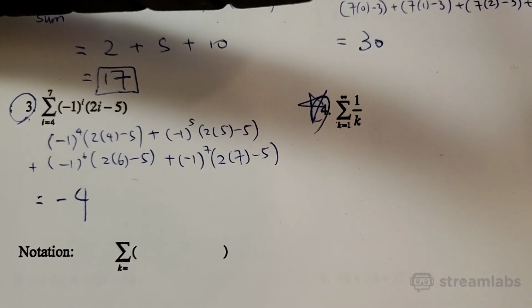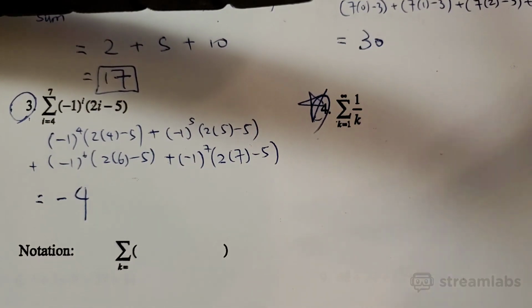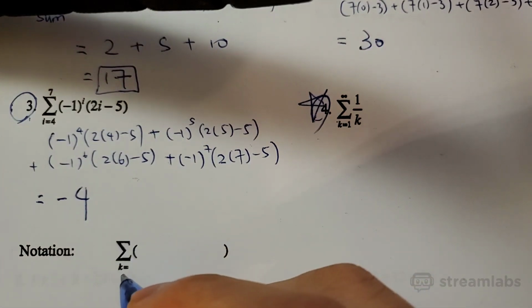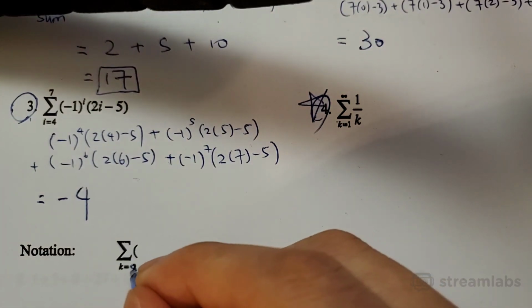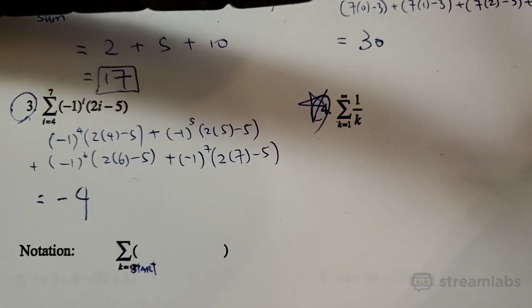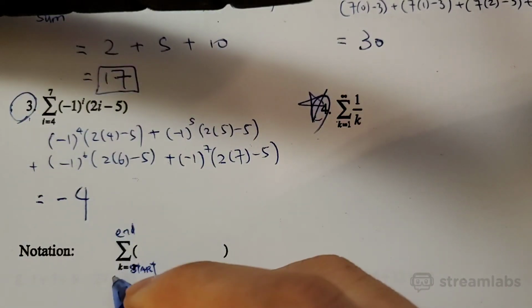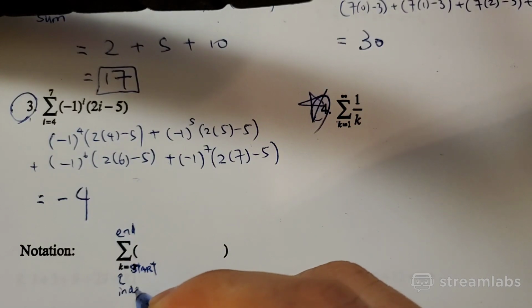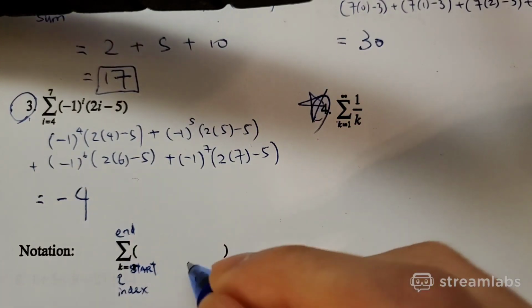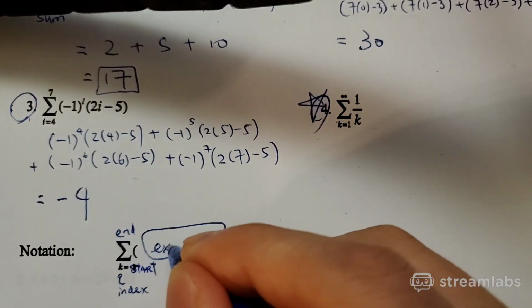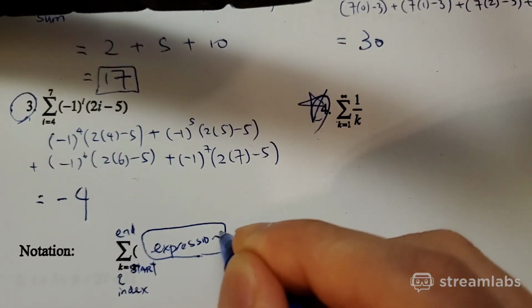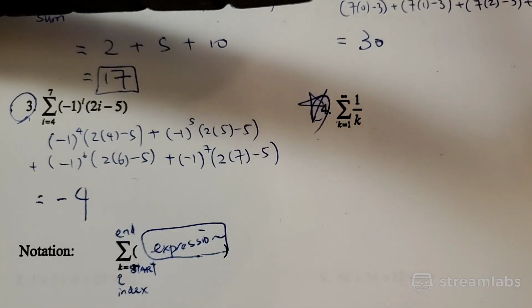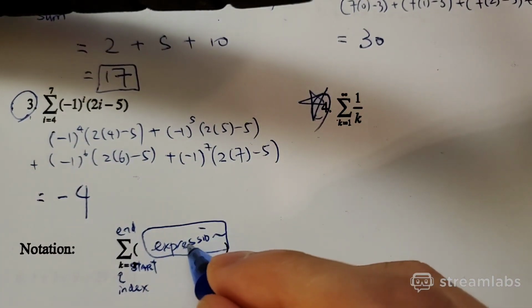Do we understand how you use sigma notation now? The meaning of it? So the notation goes like sigma, right? You start from start, right, to end, right? This is your index. We call this the index. Okay, K is the index. And then whatever here is the expression that you're adding. Okay, this is the expression. All right.